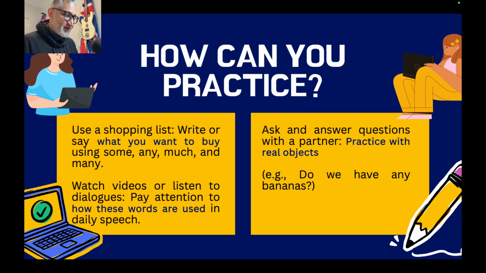Answer and ask questions with a partner. Practice with real objects, because every object or every something has the possibility to connect with these words, and this is what you are gonna do when you're studying. You will take an item, you take an ingredient, a thing or something, and connect with the word many, much, some, any, to see if you really understood what we talked about here and if you can do the right or correct combinations when you are studying.